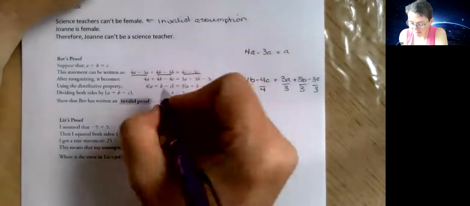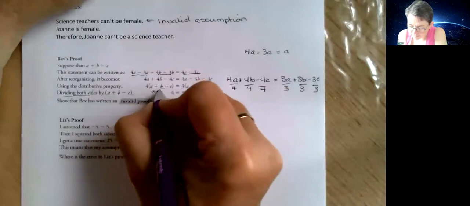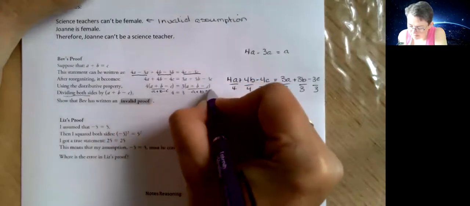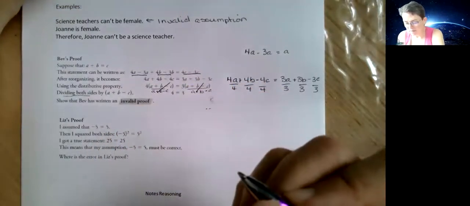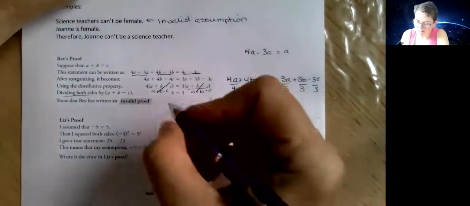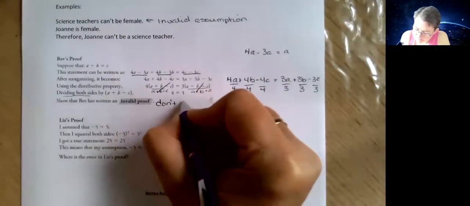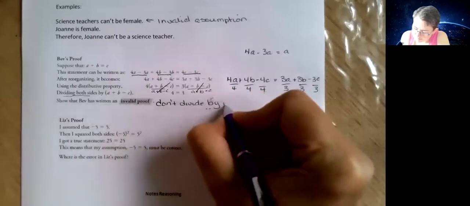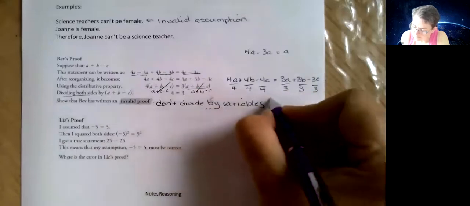And then they divided each side, and it says right here, by A plus B minus C. And then that canceled out, which left us 4 is equal to 3. And why is that an invalid proof? Because you can't divide by variables. Boom.